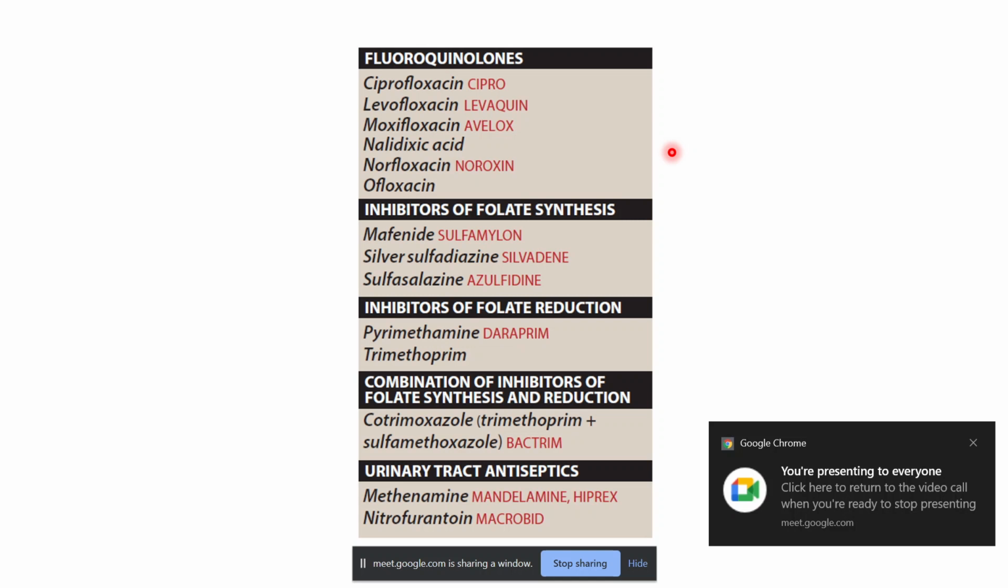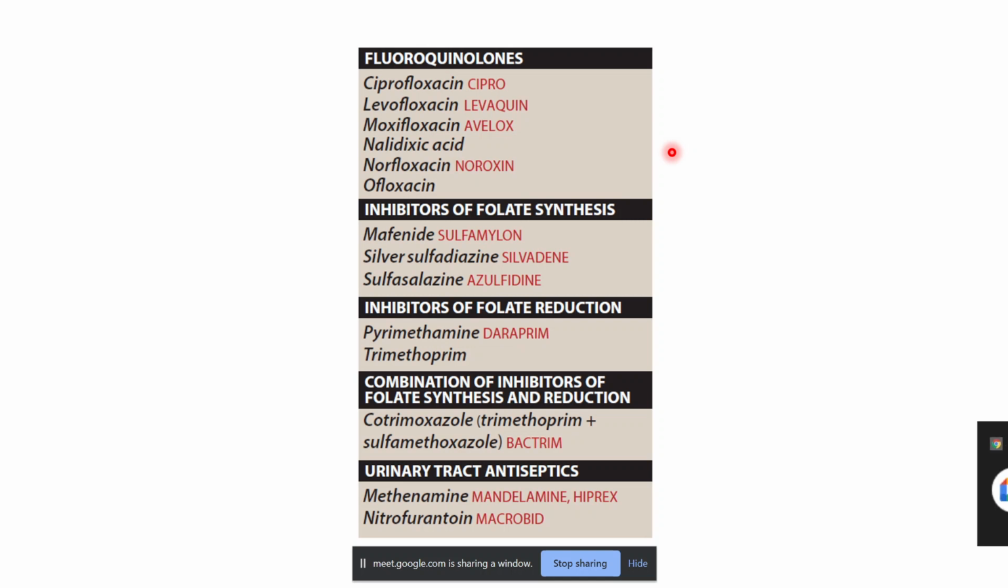And more modern fluoroquinolones are more effective and have less resistance. For example, they don't have methicillin resistance.